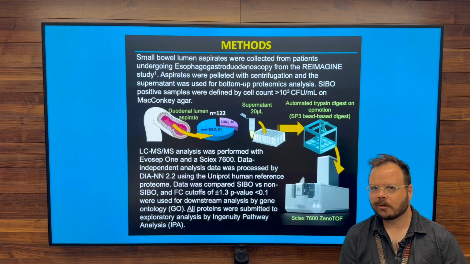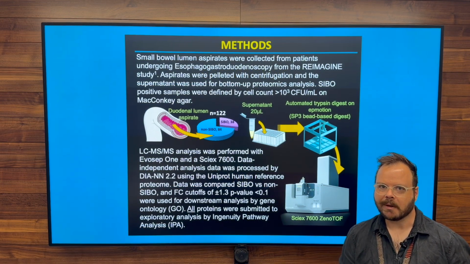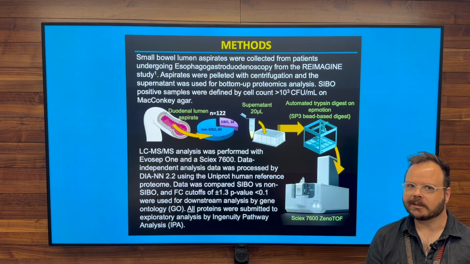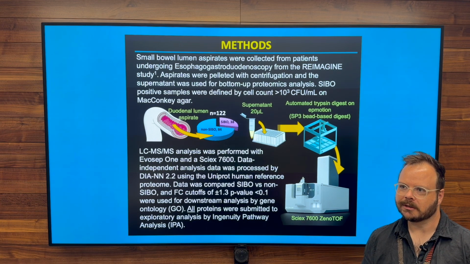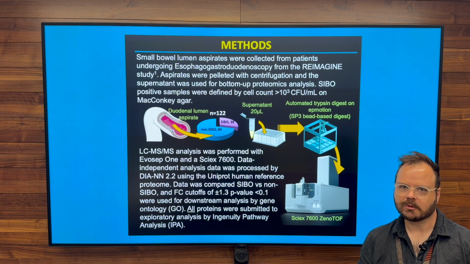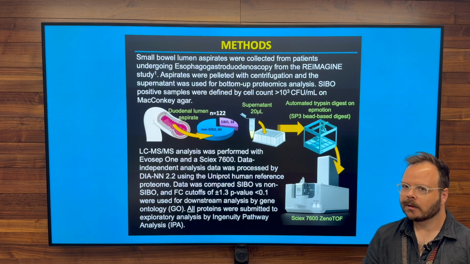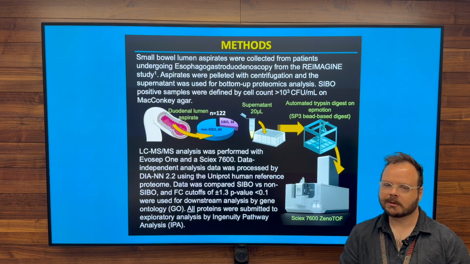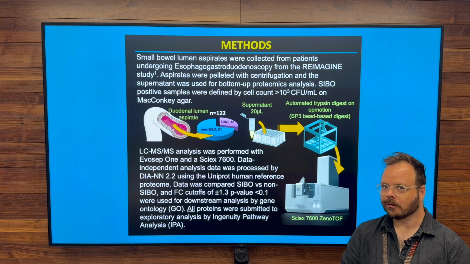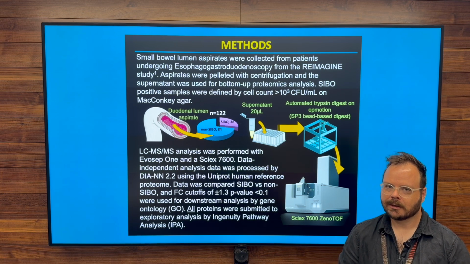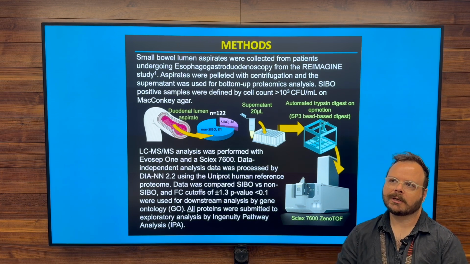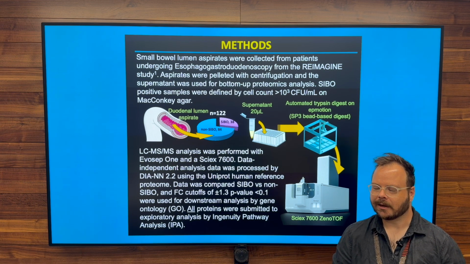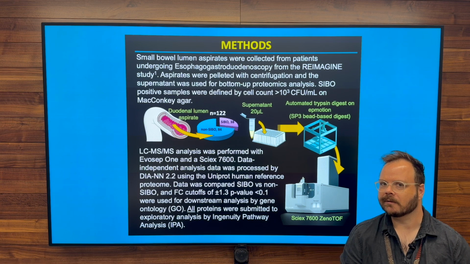So we're looking at small bowel lumen aspirates from the Reimagine study. So we took 20 microliters of these aspirates, and it's important to note that this is the centrifuge aspirate. It's not the tissue. And we took 20 microliters of that and we processed it by trypsin digestion to prepare it for proteomics analysis. We took these processed samples and we analyzed them with data-independent acquisition on the Xevo Tof 7600.